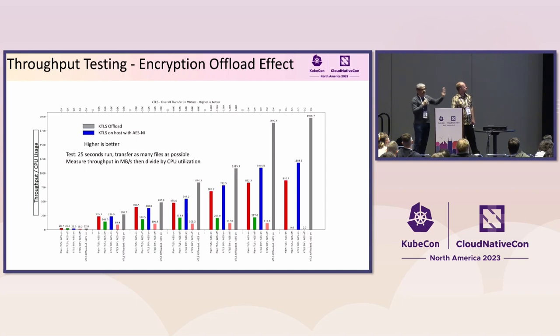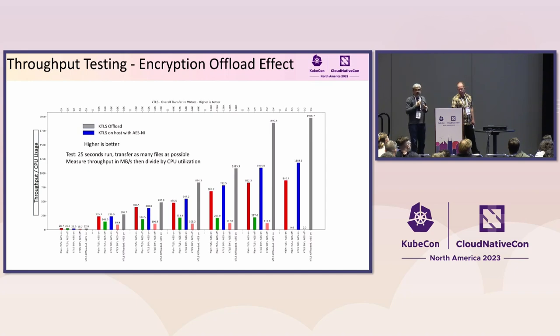In the gray, you see the gray compared to the blue. As the file size that's being transferred over this connection increases, you get much, much better, or incrementally better performance with the offload, to the point that you get, at one file size, about twice the throughput with offload compared to host-based encryption, if you want to put it that way. And that's to the far right-hand side.